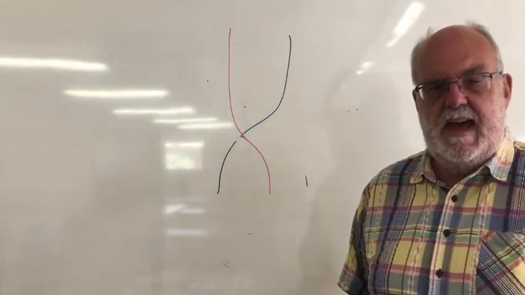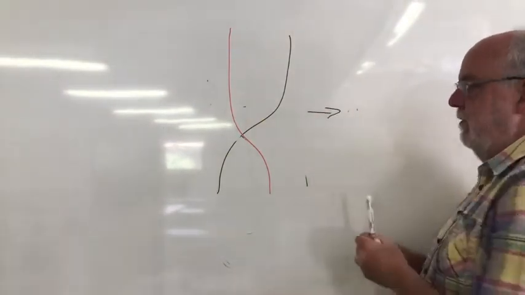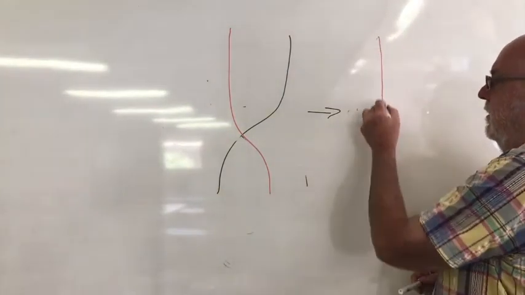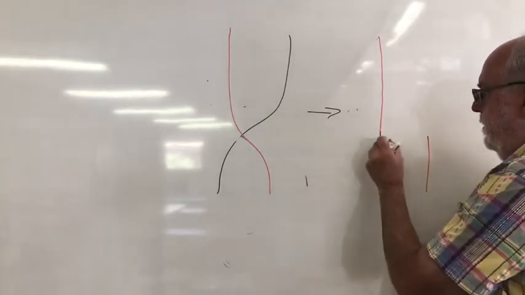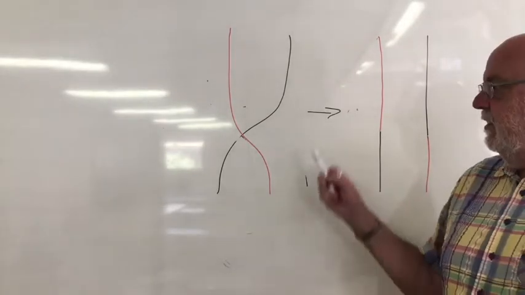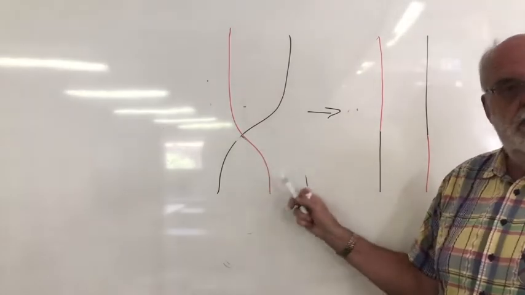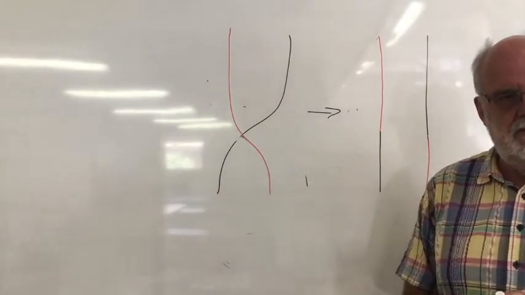So this crossing over happens there, and the result of that is that after meiosis is finished, they've exchanged some genetic material. So this chromosome is now no longer quite the same as it was. It's got the same genes on it, but not necessarily the same alleles.